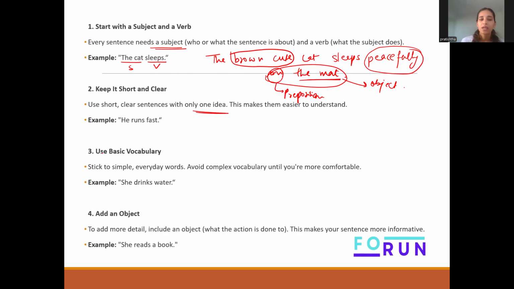That's it. Use basic vocabulary. So when you're beginning, right now, just keep your vocabulary to a minimum and basic, just so that the other person is able to understand. With time, with practice, you can start using a little bit more advanced vocabulary too, but we'll get on to that. Then you need to add an object, of course. To add more detail, include an object on which the action is done. This basically helps to add information to your sentence, right? It will make your sentences more effective and more informative.